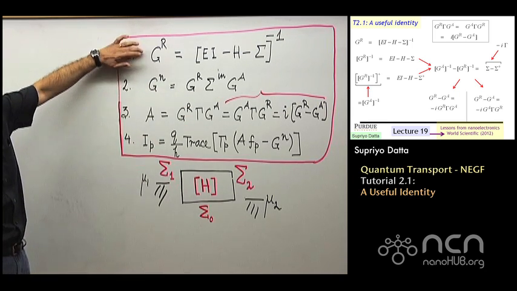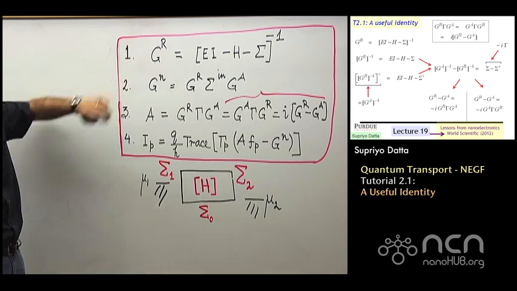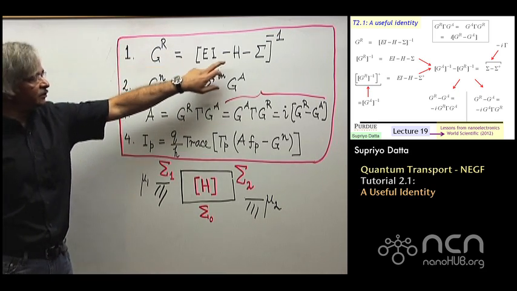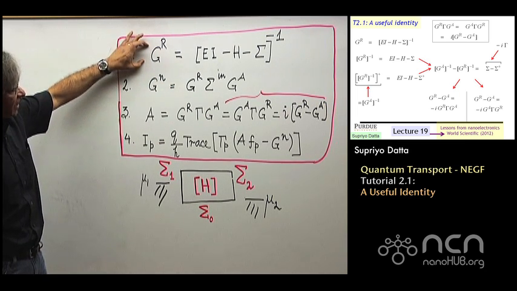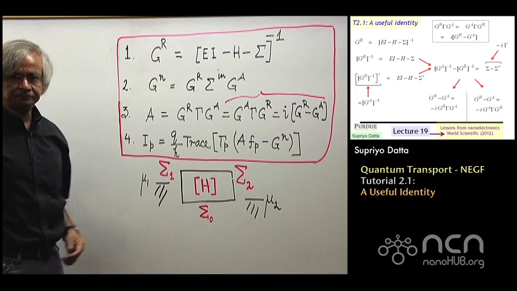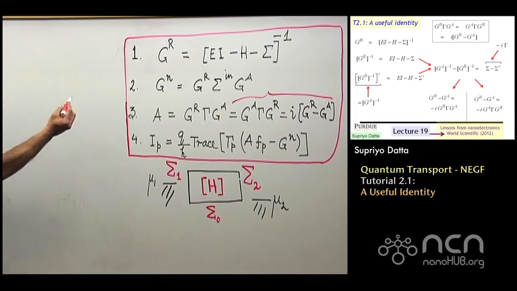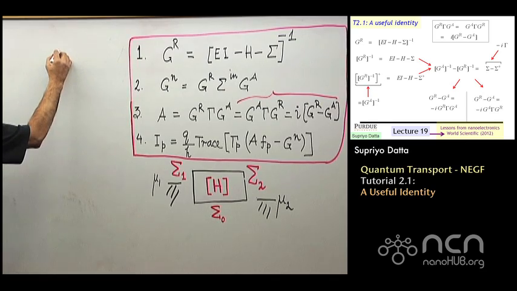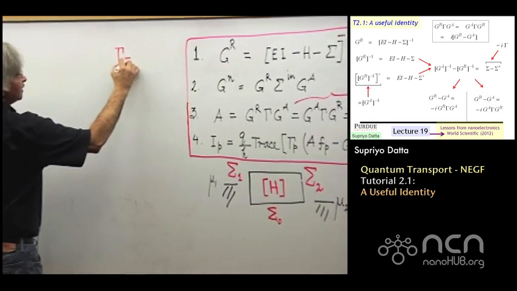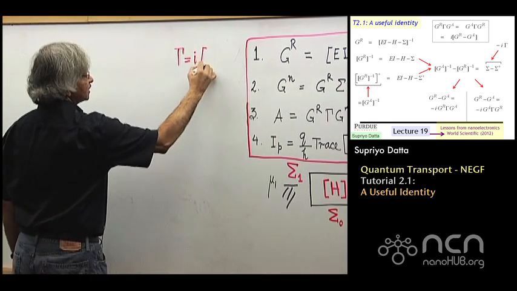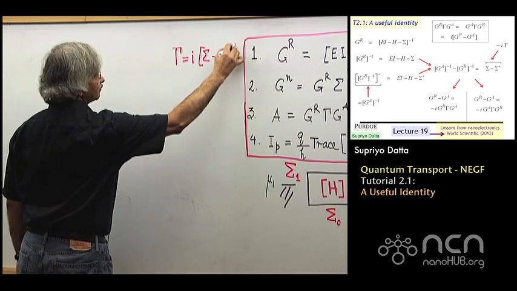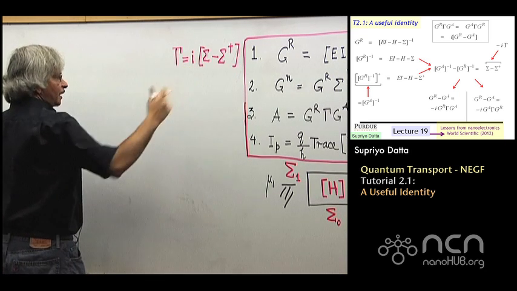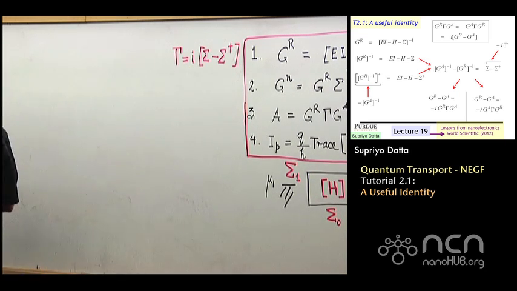And the starting point is the first equation though. That is, GR is related to H and sigma by this first relation, and making use of that, what I'll show is that if this is true, then this must also be true. Okay. And just for reference, let me remind you that gamma is this, I sigma minus sigma dagger. That's the definition of gamma. It's the anti-Hermitian part of sigma.